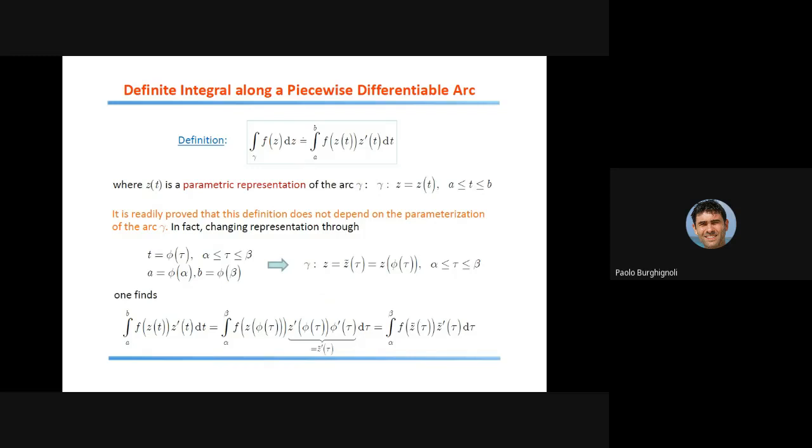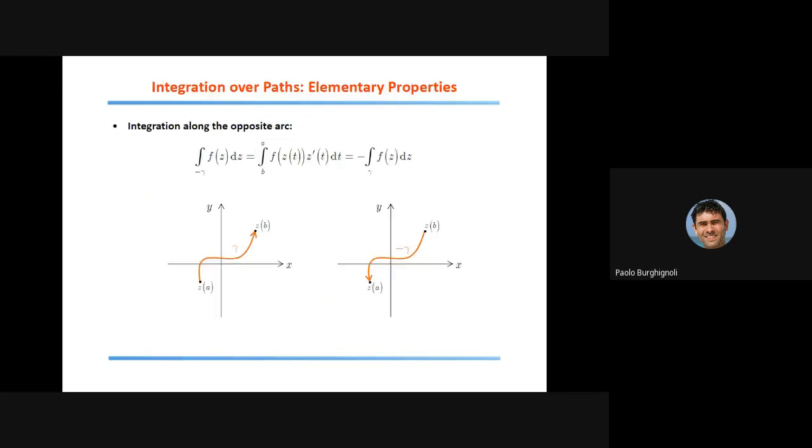With this definition, we have a number of properties of the integral. We shall list some of them. For example, we can define integration along the opposite arc. So instead of integrating on gamma, we now integrate over minus gamma. And by definition, this is the integral from b to a instead of from a to b. Whatever else remains the same. So, of course, this has the same value as the integral upon gamma, but with a different sign.